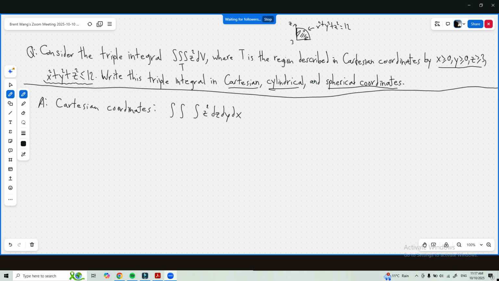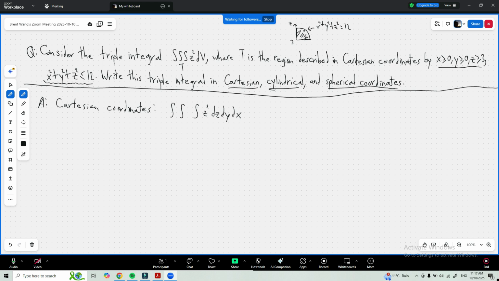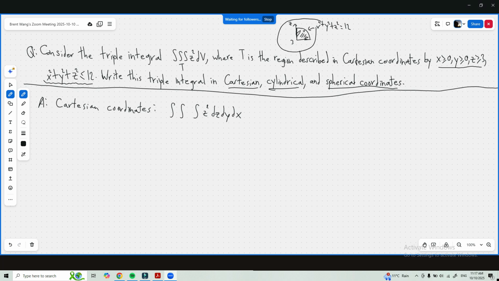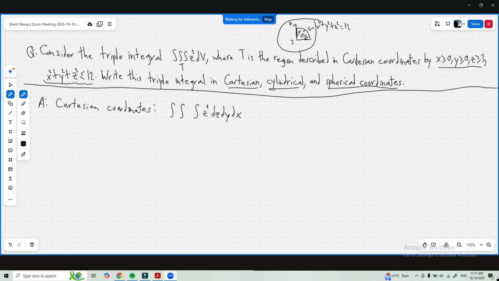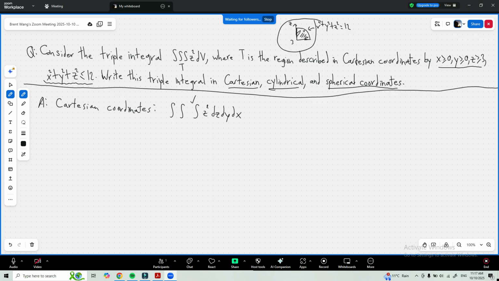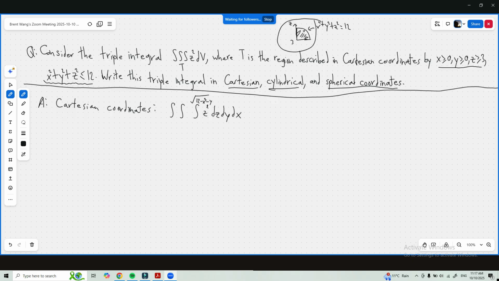In double and triple integrals, the integrand is never affected. So looking at this region T right here, on the z region, it's bounded above by this sphere x squared plus y squared plus z squared equals 12. So bounded above by root of 12 minus x squared minus y squared, and bounded below by z equals 3.